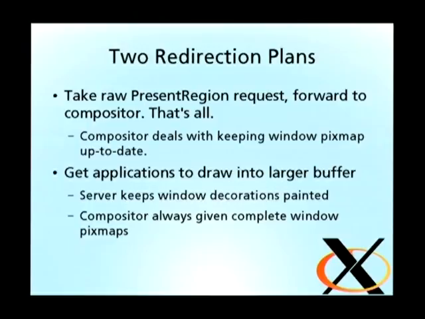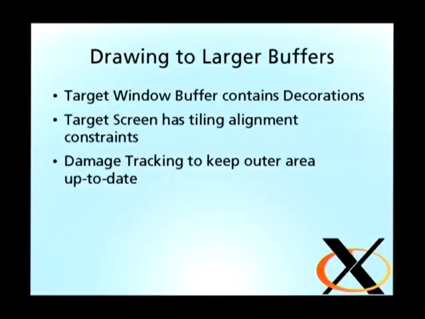The other option is to get the applications to draw into a larger buffer. So the normal GL application is going to allocate a buffer that's just the size of its window. Well, if you had the application allocate a buffer that was a little bit bigger, you could paint a window manager frame around that. And the way that you'd paint around that is you'd have the server actually track damage to the real WindowPixmap and copy the border, the window manager contents, into whatever PixMap was being presented to you. So you'd always have that window border in that PixMap.